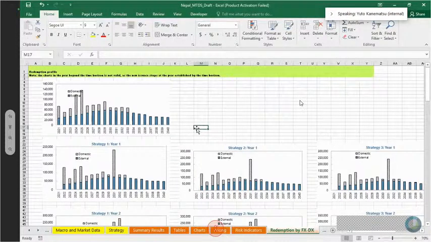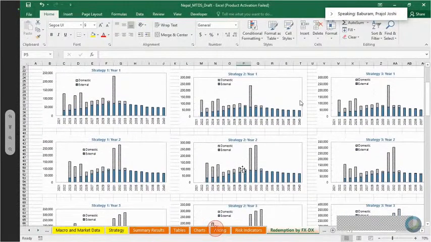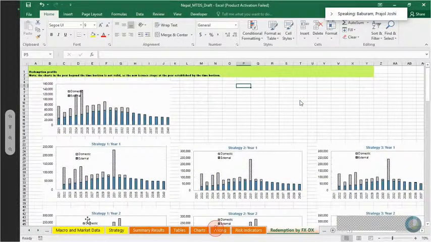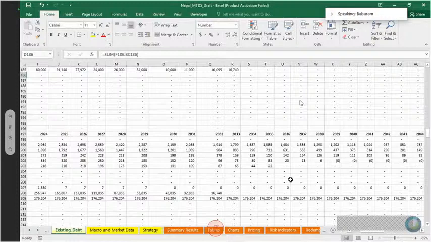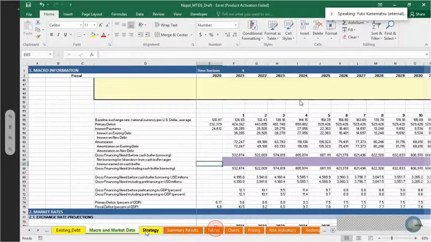So what do you think about the feasibility, or your perspective, of this redemption profile? I do not have any answer to that question, but I just want to discuss it with you. Yeah, you are very right, Yuto. It seems a kind of spike over there in 2031. This is fundamentally due to the development bond.